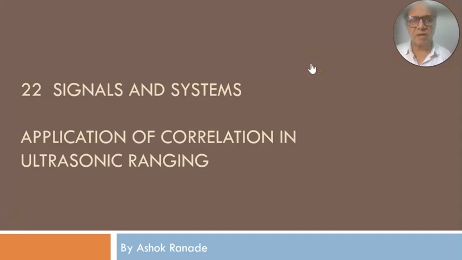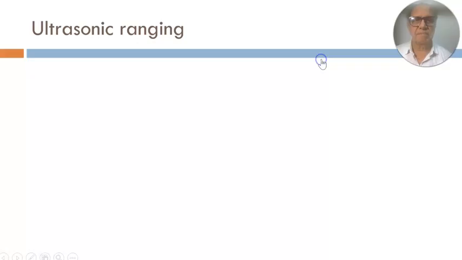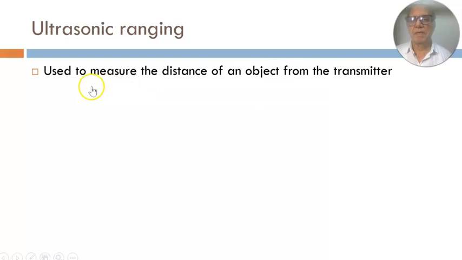So in this session on signals and systems, we are going to study one application of correlation, and that is called ultrasonic ranging. So let us start. Now this is basically used to measure the distance of an object from the transmitter. So what is the technique?